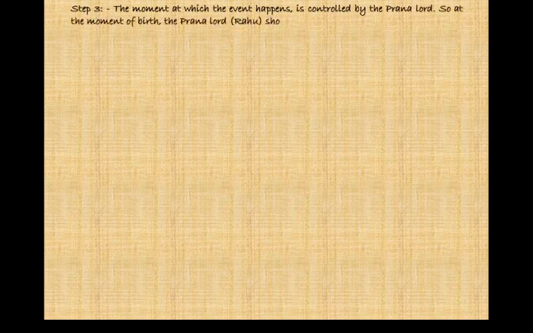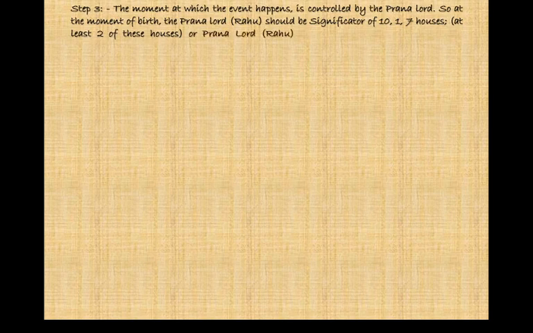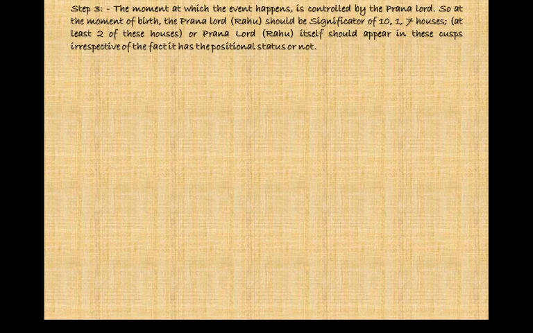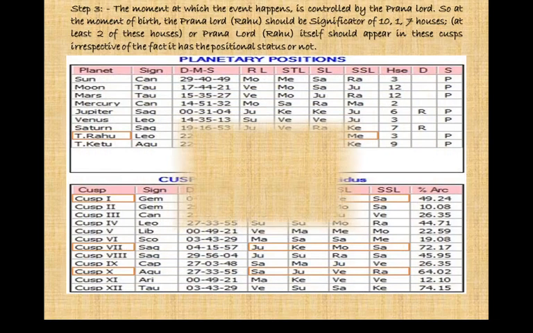Let's move to the 3rd step of birth time rectification. The moment at which the event happens is controlled by the prana lord. So at the moment of birth, the prana lord Rahu should be significator of 10, 1, 7 houses. At least 2 out of these houses or prana lord Rahu itself should appear in these cusps, irrespective of whether it has positional status or not. So Rahu must stimulate any 2 out of these 3 cusps, as Rahu was the prana lord when the birth happened.